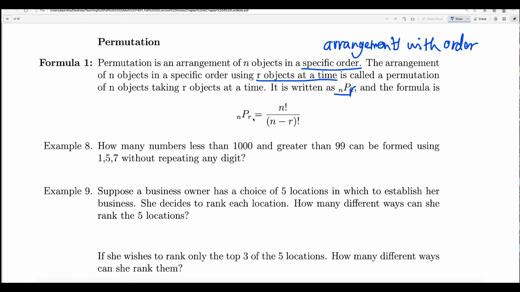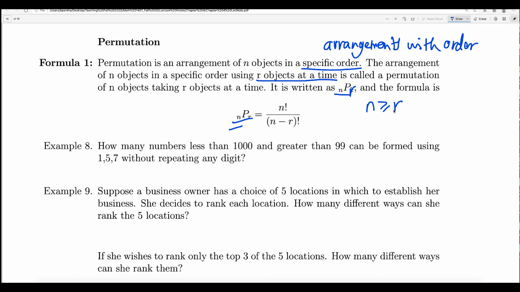Suppose there are n objects, and you want to arrange n objects taken r at a time. How many different ways you can arrange them is given by this formula. There is also a key in the calculator you can use to find the permutation. Go to math, then probability, then nPr, and enter n and then r. Note that n is always greater than or equal to r, meaning there are n objects in total and you are taking r at a time.